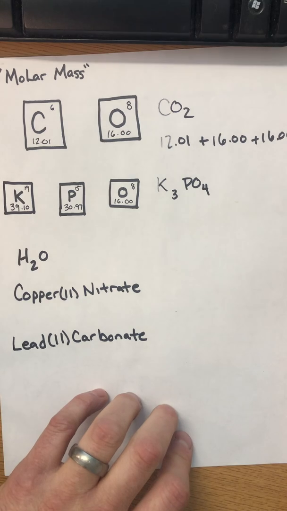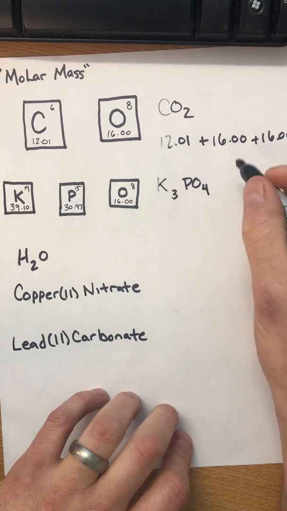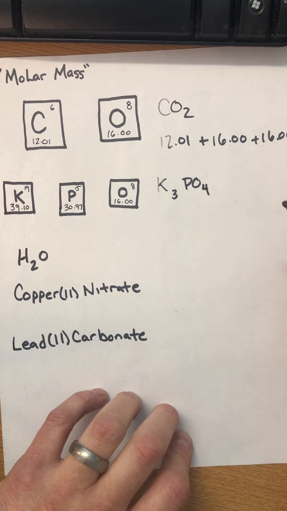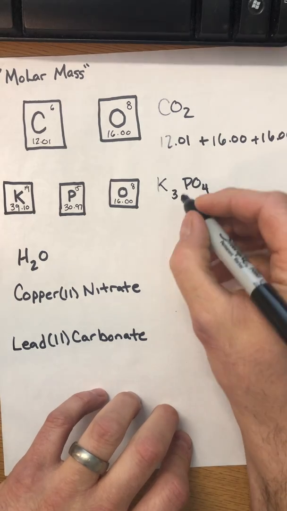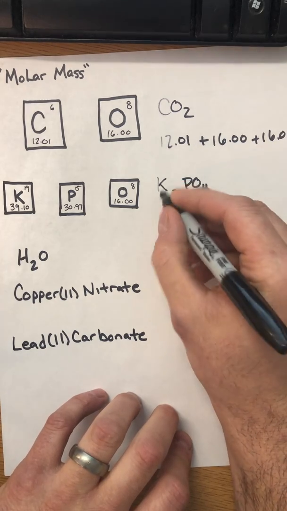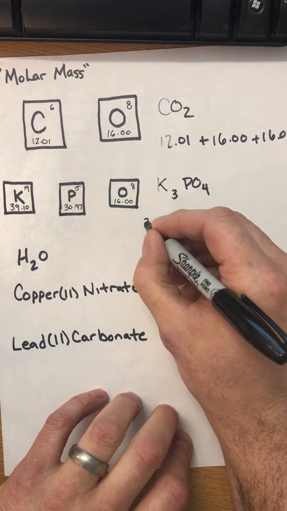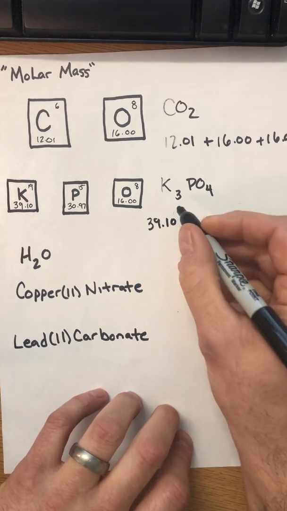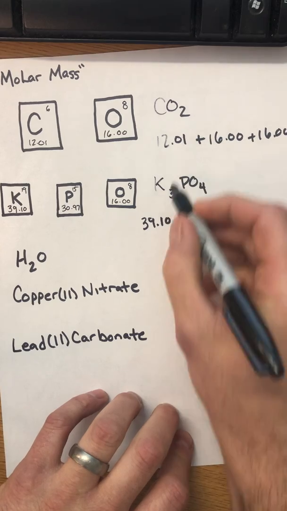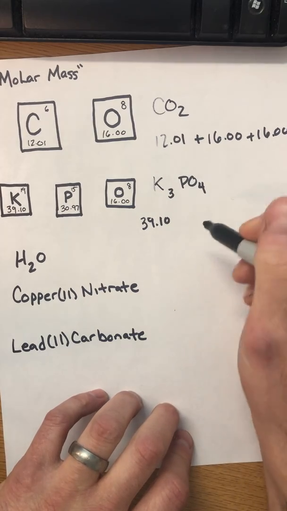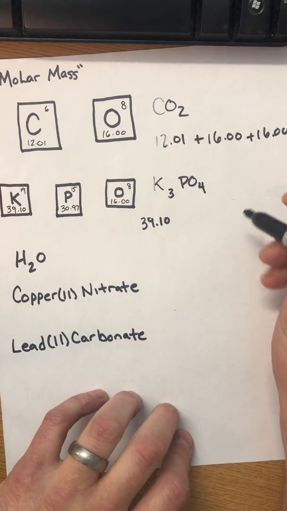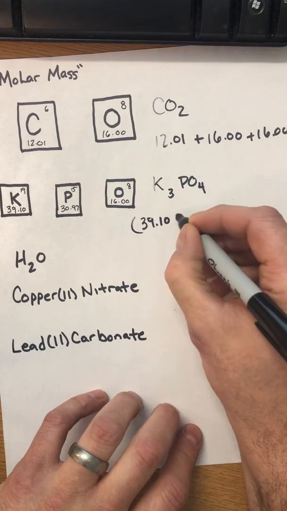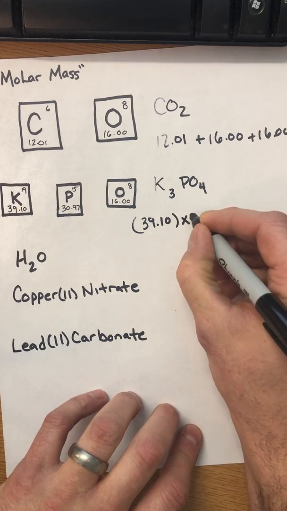K3PO4. Although that's not really that much more complicated. It's not complicated once you know how to do this stuff. The mass of each of these individual potassiums is 39.10, and we have 3 of them, right? So instead of writing it out 39.10 plus 39.10 plus 39.10, I'm just gonna multiply this by 3.